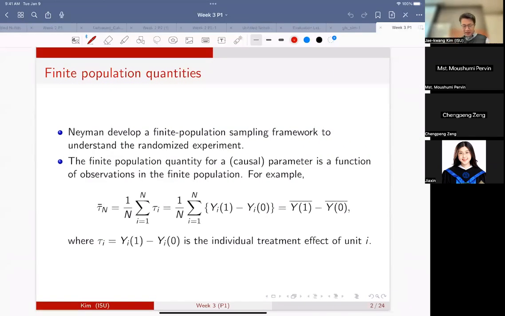Neyman developed a finite population sampling framework to understand the randomized experiment. The finite population quantity for the parameter is a function of observations in the finite population. This is what we are interested in, right? We could be interested in estimating the individual treatment effect, and basically the population mean of the individual treatment effects. That is a kind of finite population quantity, so this could be a parameter.